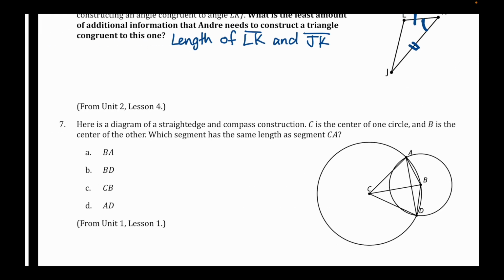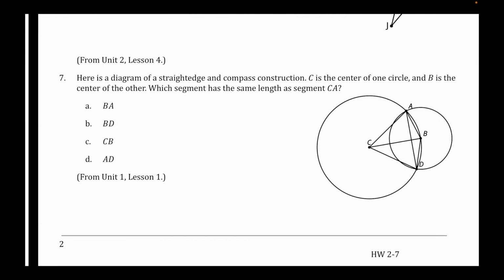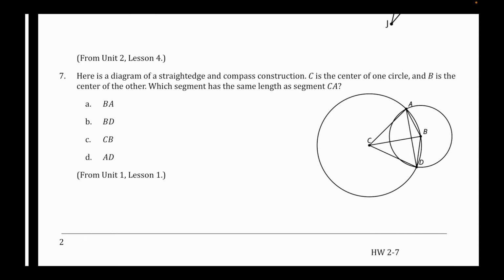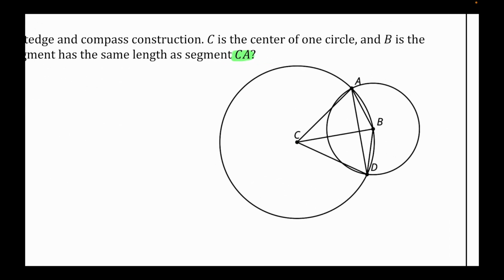Yep. This is a diagram of a straight edge and compass construction where C is the center of one circle and B is the center of the other. We want to know which segment has the same length as segment CA. So CA is right here. That is the radius of this circle.